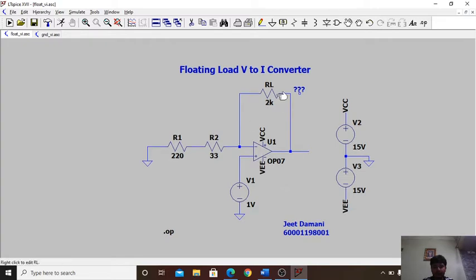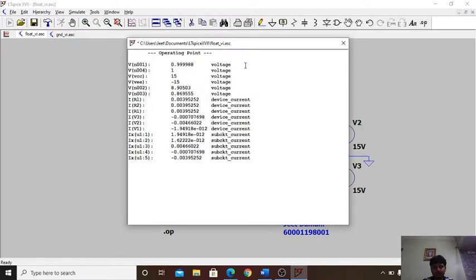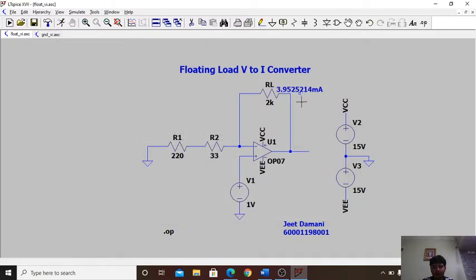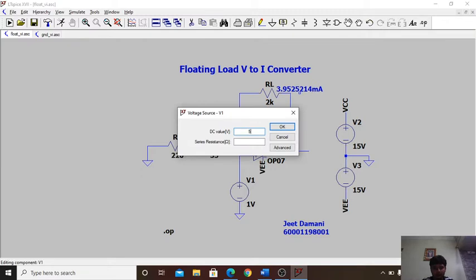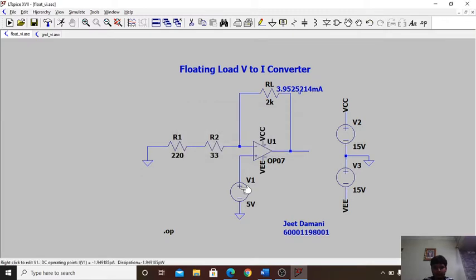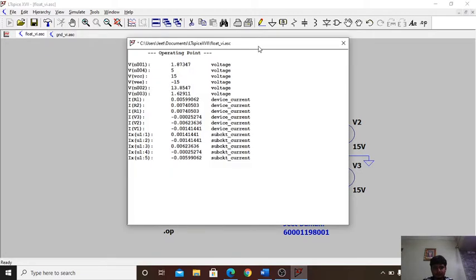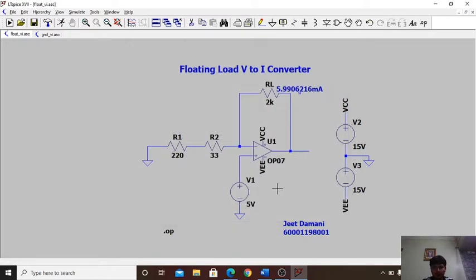So here RL is equal to 2 kilo ohms and V in is 1 volt, and this is the input resistance. Now we'll run the schematic. So you can see it is 3.9 milliamps. Now we'll just increase this to 5 volts. For 5 volts it is 5.99 milliamps.